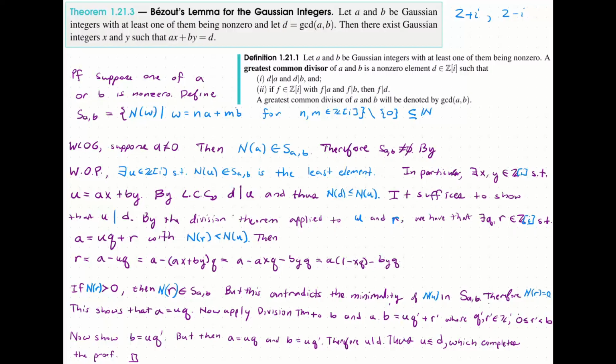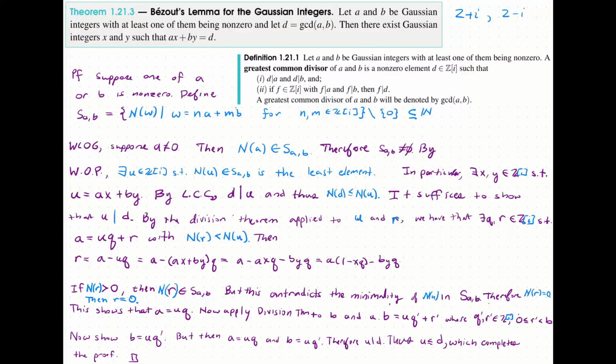So now go ahead and write this right above it. So we have to put in this extra line, that then r is equal to 0. And so if r is equal to 0, that tells us that a is equal to u times q. If we do the same exact argument of applying the division theorem to b and u, we're going to get that b is equal to u times q prime plus r prime for some q prime, r prime in the Gaussian integers.